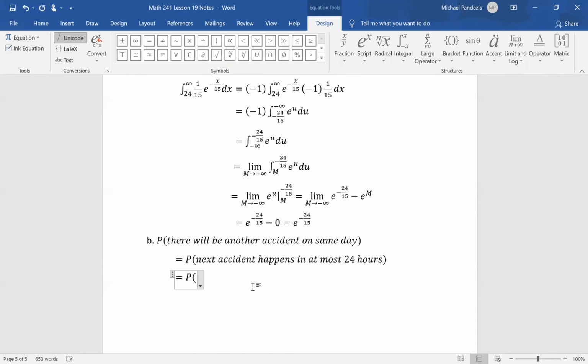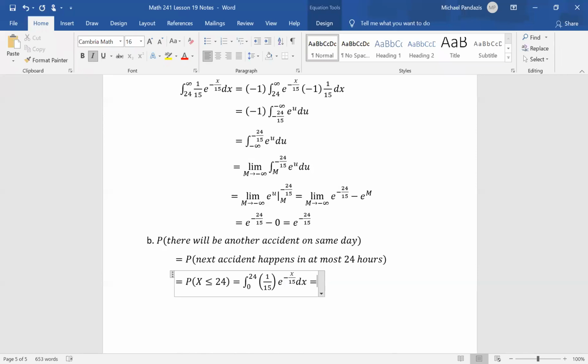So what we want is the probability that X, the waiting time, is at most 24 hours. And so this is equal to the definite integral from 0 to 24 of our PDF, which is 1/15 e to the negative x over 15 dx.